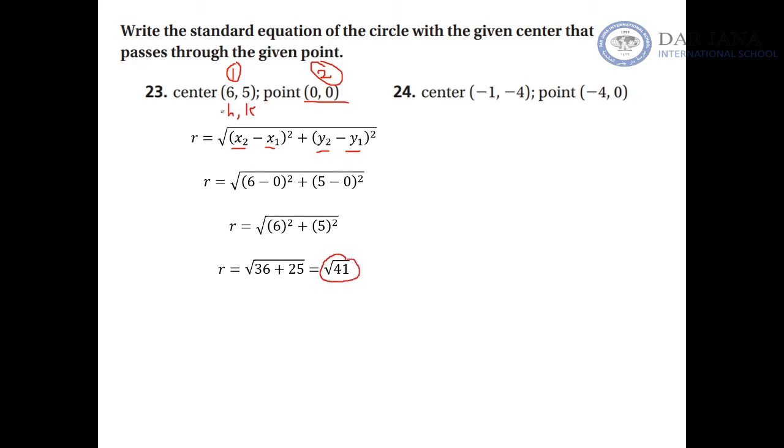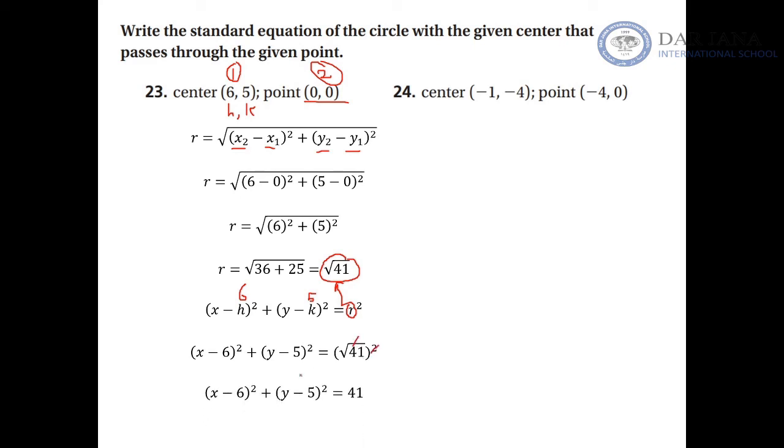I'm going to use it in the equation. X minus h, h is equal to 6, so this one will be 6. Y minus k, k is equal to 5, so this one will be 5. And r is equal to radical 41, so I'm going to replace it with radical 41. So it will be x minus 6 squared, y minus 5 squared equals radical 41 squared. There is nothing to simplify on the left side. On the right side, I'm going to square radical 41. It will become 41. And that's my final answer.